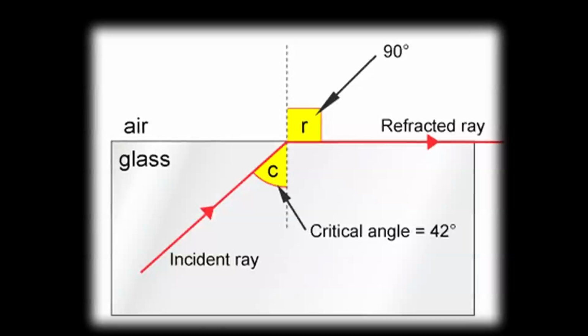Now if we go a notch up, that is higher than the critical angle, then the ray will be totally internally reflected.